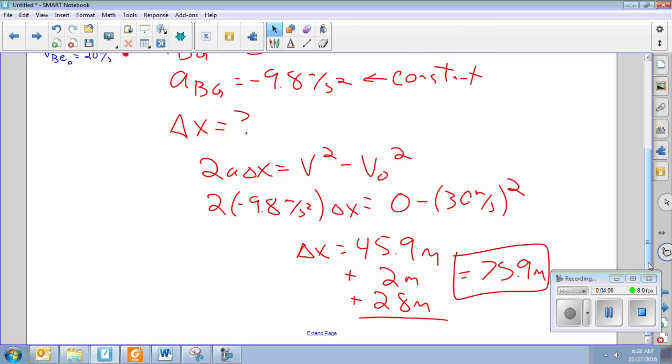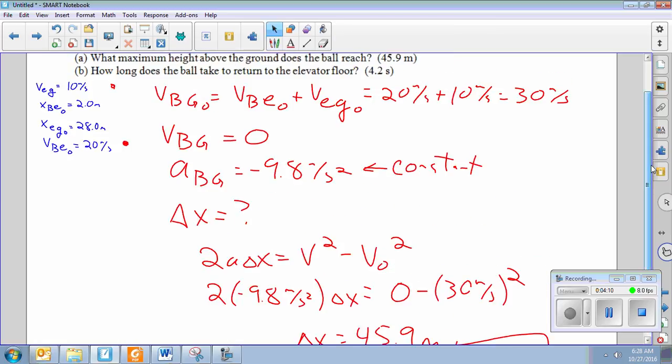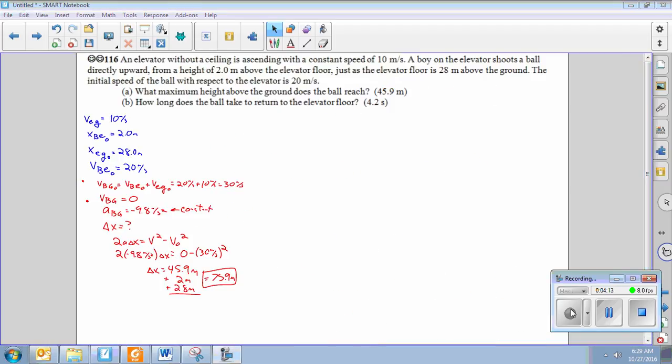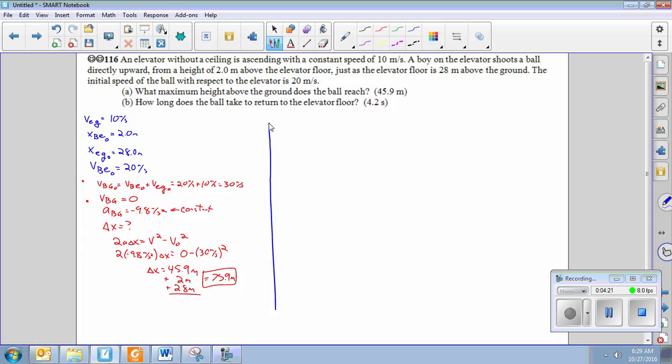All right, so now let's do part B. To do part B, what we're trying to do is figure out how long it's going to take the ball to return to the elevator floor. So now we're worried about the floor of the elevator. So everything here is going to be with respect to the elevator. So here's what we know.